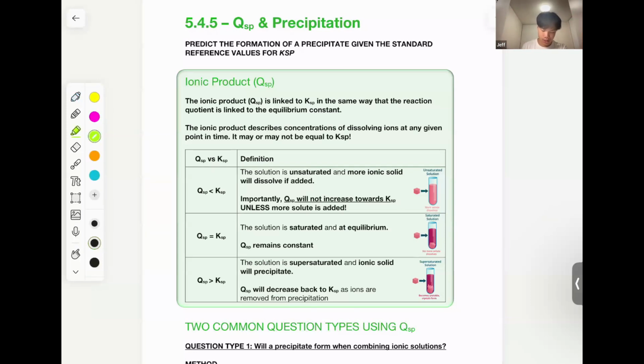So if QSP is less than KSP, this means that your solution does not yet have the concentration required to be at the point of saturation. Hence, this is an unsaturated solution where you could still dissolve more ionic solid. It's important to note that QSP is slightly different to QEQ in the sense that if your QSP is less than KSP, it will not increase up to KSP. It just stays, unless you add more solute. In that case, your QSP can go up.